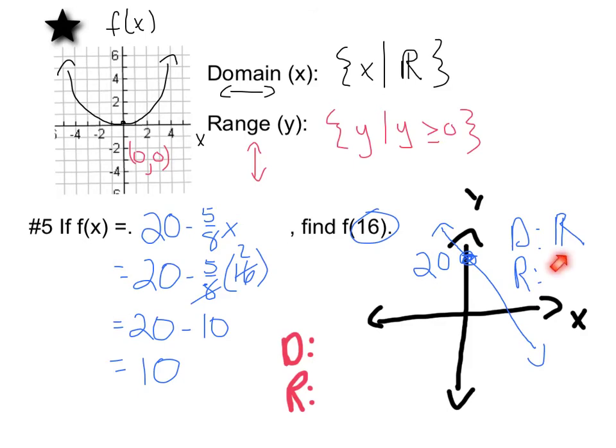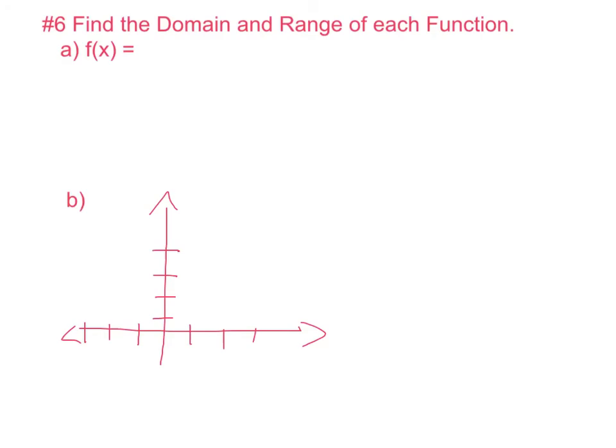That means the range is also all real numbers. And I didn't write it with the nerdy notation. I apologize for that, but I was running out of room on the side of that page. In fact, all linear functions, unless they're constant functions, will always have a domain and a range of all real numbers. Well, let's move to restrictions.